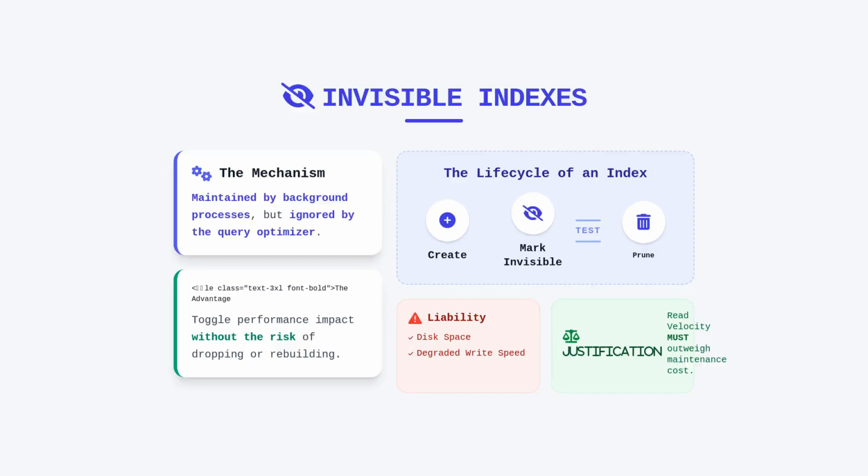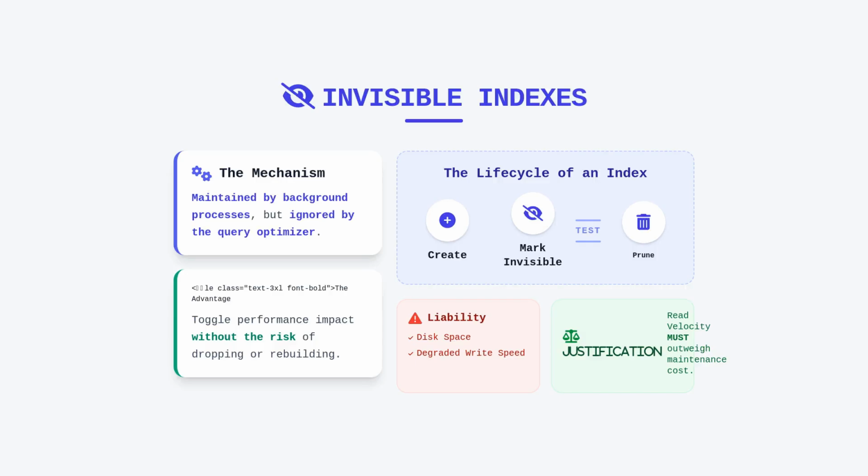Testing changes in a production environment is notoriously high risk, which is precisely why invisible indexes exist. An index marked as invisible is maintained by the background processes, keeping it up to date with data changes, but the query optimizer treats it as if it does not exist. This allows you to toggle an index off to measure its impact on performance without the time-consuming process of dropping or rebuilding it. If an index is unused over a long duration, it becomes a liability because it consumes disk space and degrades write performance during inserts and updates.